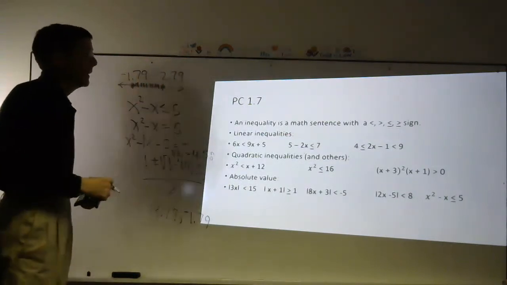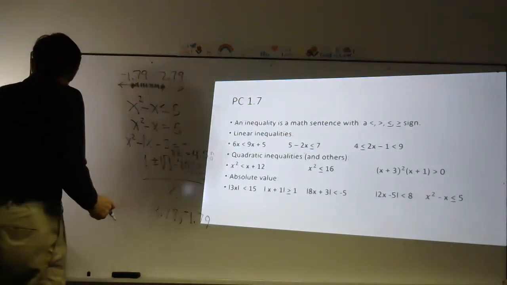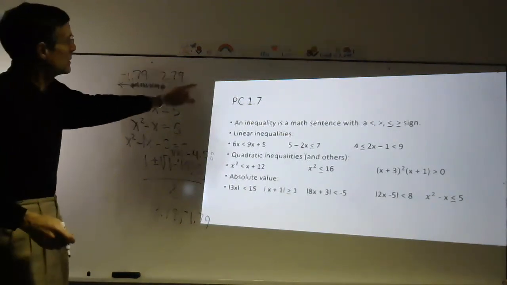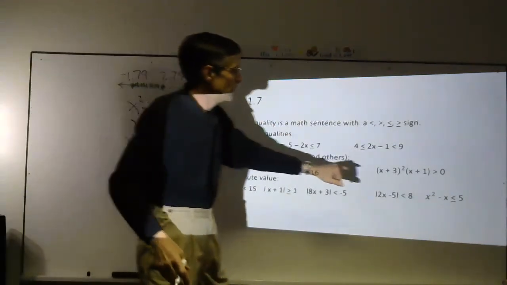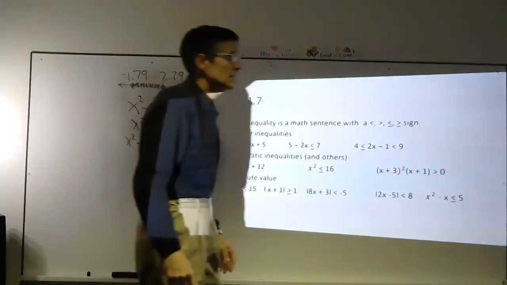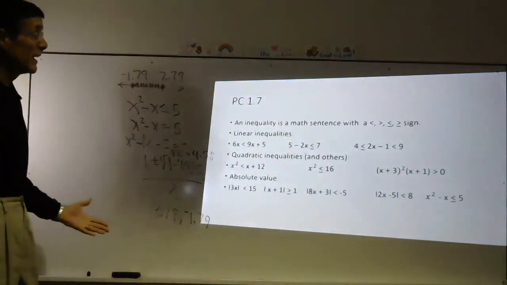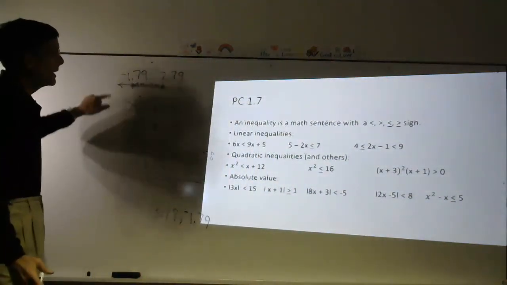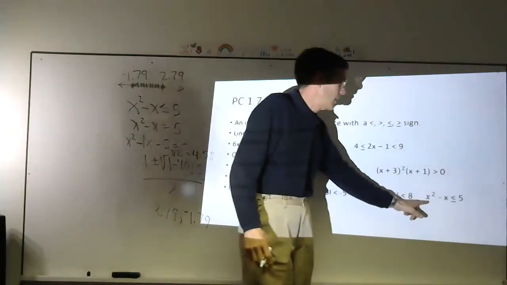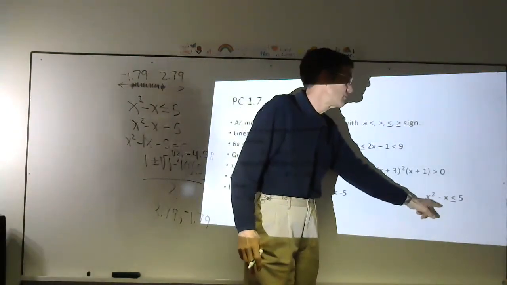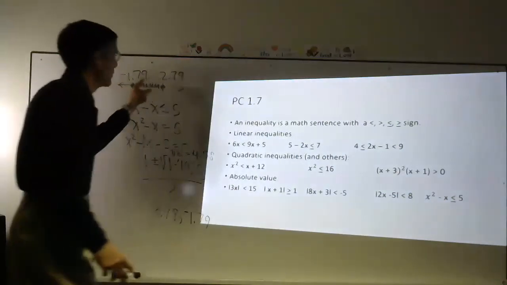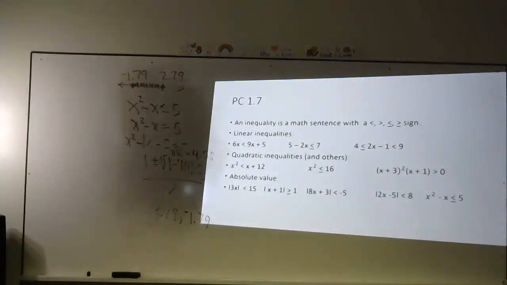I think we're good with that answer, but just to be sure, let's check a number bigger, how about 10? 100 minus 10 is 90, less than 5? I don't think so. How about negative 10? 100 plus 10, 110, no way. So those are, the shaded region would be your answer for that particular problem.